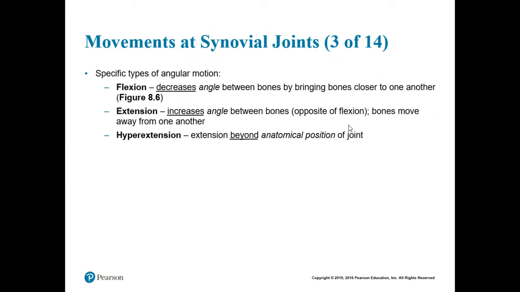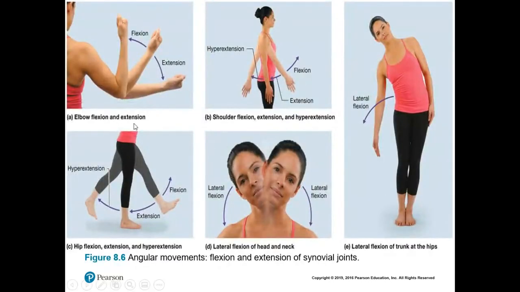Alrighty, so now let's get into the angular types of movements, more complex types of movements here. The subtypes are going to be flexion, extension, hyperextension, but there's a lot more than that. I'm going to go ahead and show you these three first. Flexion is decreasing angles, extension is increasing angles, and hyperextension is going beyond what the normal joint could do.